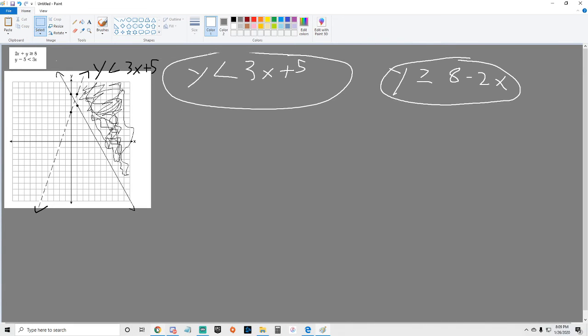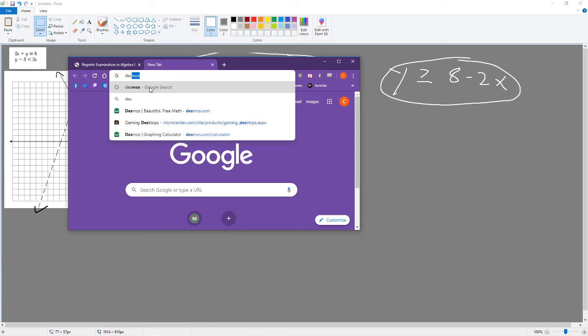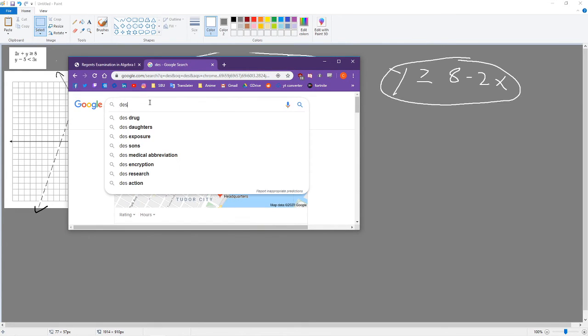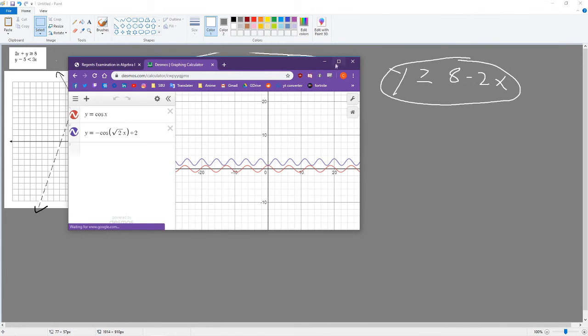And then we can definitely check our answers. Let me show you Desmos again. Desmos graphing. Alright, that's no good.